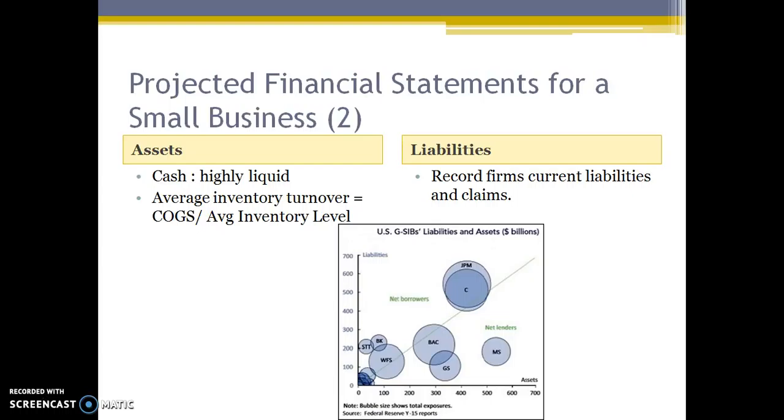Again, assets, cash are highly liquid, and average inventory turnover is calculated by cost of goods sold divided by average inventory level. Liabilities record the firm's current liabilities and claims.